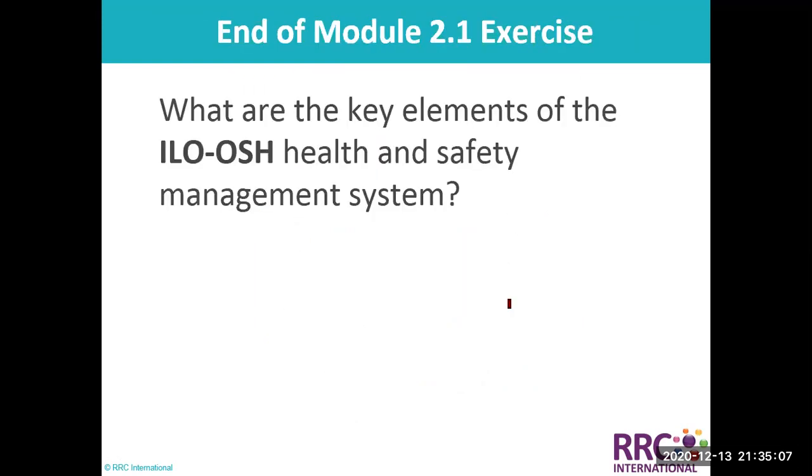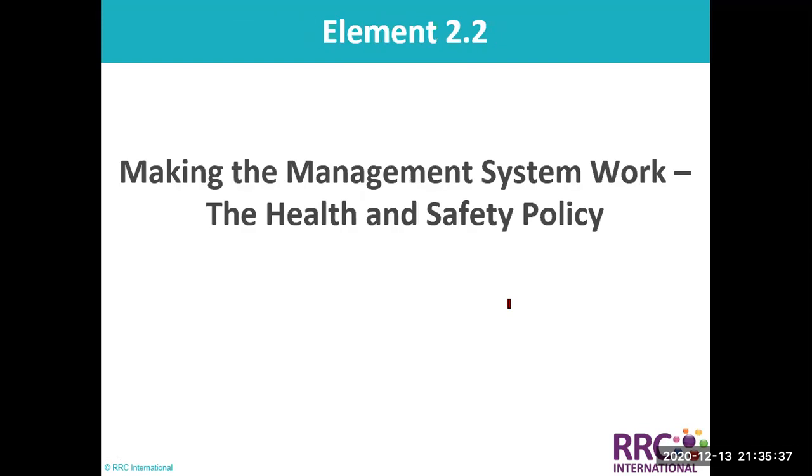So we've come to the end of module 2.1. We're looking at the key elements of the ILO occupational health and safety management system. We said it is POP AA. Please remember that POP AA, where P stands for policy, O stands for organizing, the other P stands for planning and implementation, while the E stands for evaluation, the first A stands for audit, and the next A stands for actions for improvement.